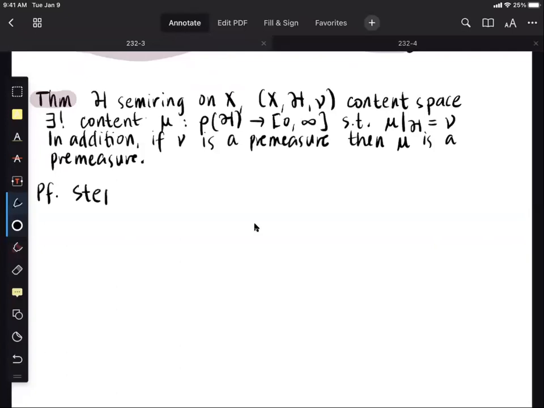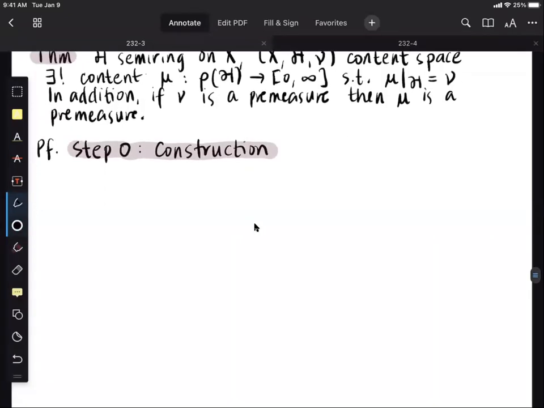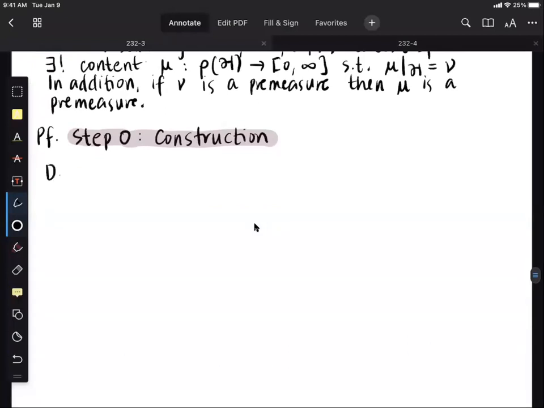So let us divide the proof in several steps. The initial step, say it's step 0, would be the construction or the definition of mu. Okay, we would like to define the candidate content as follows. So this is a function on the ring generated by the semi-ring H. So we define this according to.